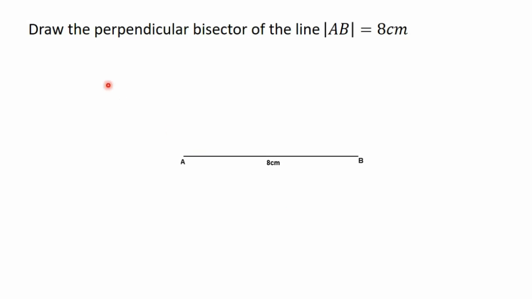Here is our first question. We are being asked to draw the perpendicular bisector of the line AB is equal to 8 centimeters. So we have the line AB is equal to 8 centimeters here, and we are going to draw the perpendicular bisector of this line. To do that, you take your compass. So I have my compass here. Then you put the needle of the compass on point A.